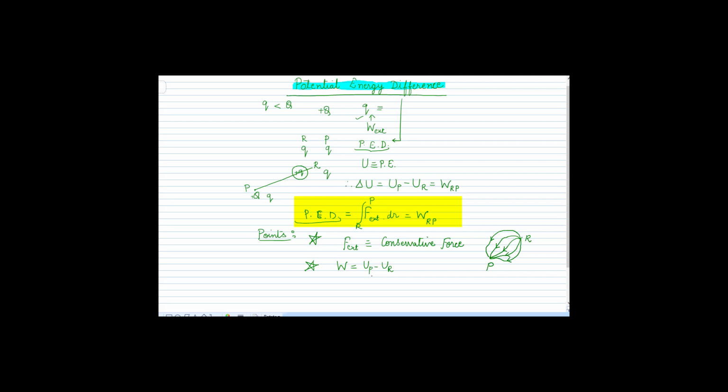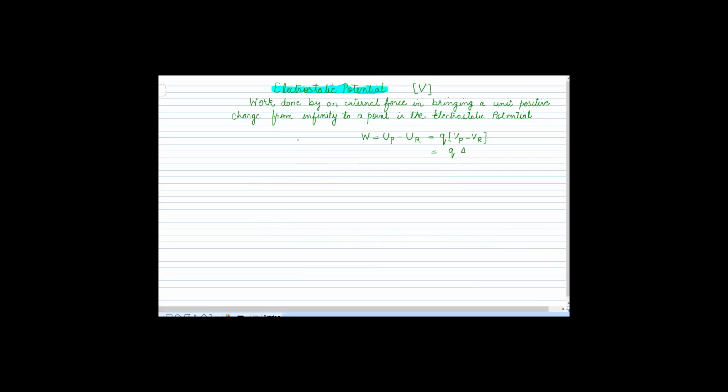So these are the 2 points we have taken, and if we take the initial point at infinity, what happens? We take the initial point from where we are bringing the charge small q. We take this initial point at the position of infinity. Then we define that the work done by the external force in bringing the charge from infinity to any point is equal to the work done. So keeping in mind these 2 points, we can define the electrostatic potential.